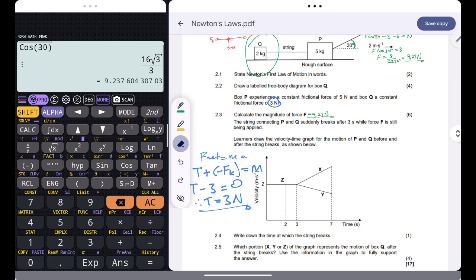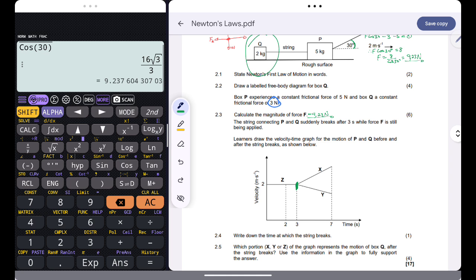Then now we are told to draw the velocity-time graph for the motion of P and Q before and after the string breaks, as shown below. 2.4. Write down the time at which the two strings break. The strings will break at 3 seconds. Are you together? At 3 seconds they will break.